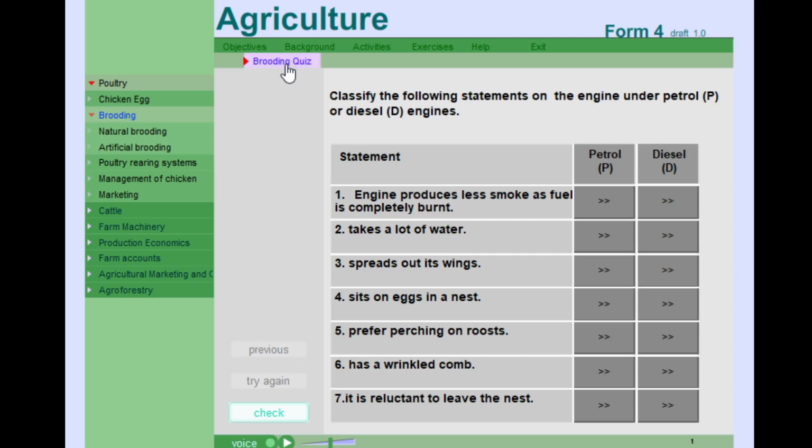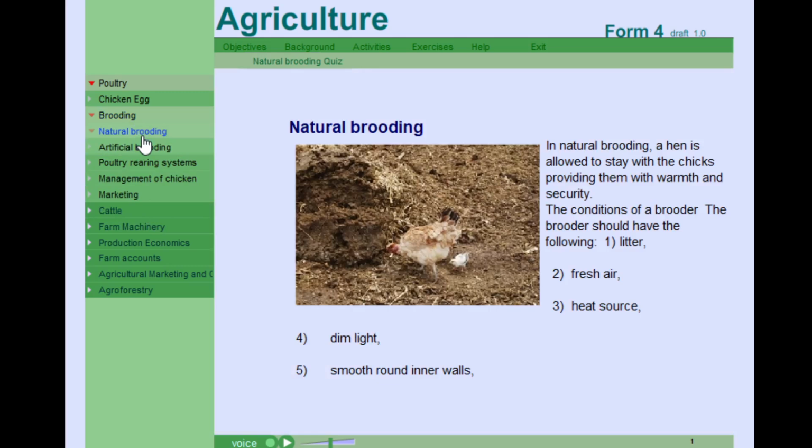By clicking on either true or false buttons, identify the characteristics of broodiness in hens. In natural brooding, a hen is allowed to stay with the chicks, providing them with warmth and security. The conditions of a brooder. The brooder should have the following: litter, fresh air, heat source, dim light, and smooth round inner walls.